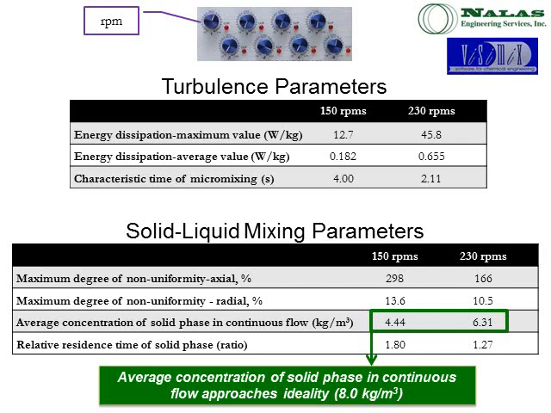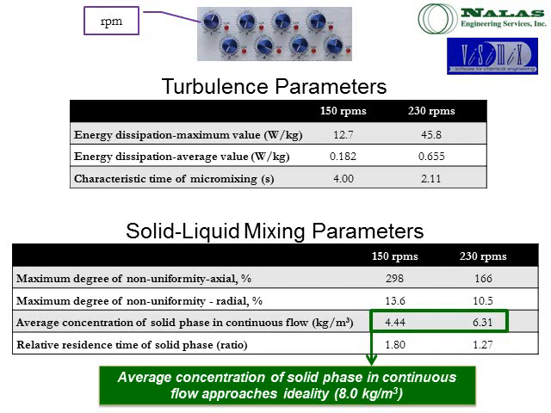And you can see things like the energy dissipation, the maximum value for that, going from 150 RPM, which is what the reaction was run at initially, to 230 RPM, dramatic changes in energy dissipation maximum value. The average value also, dramatic changes. Characteristic time of micromixing, dramatic changes. Remember, this is a pH feedback control loop that we're looking at. Micromixing is very important to this process.